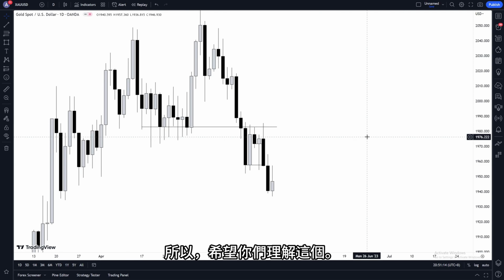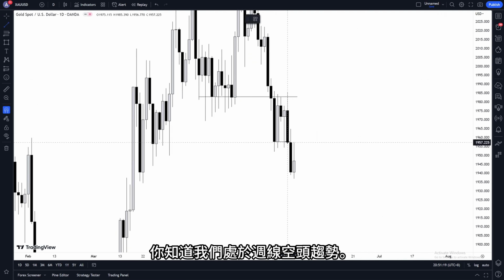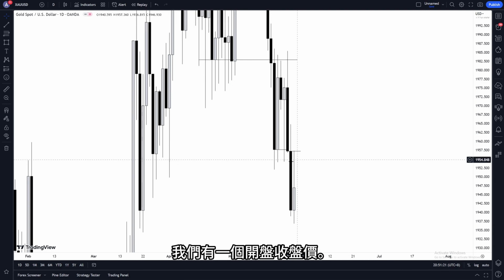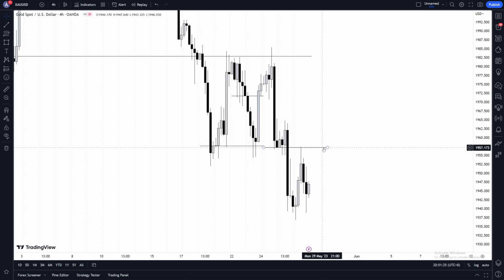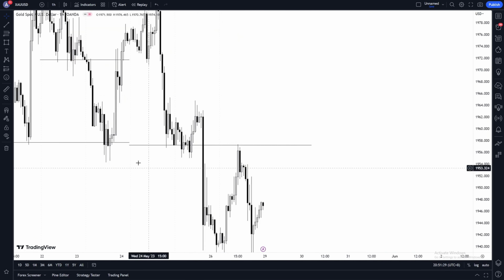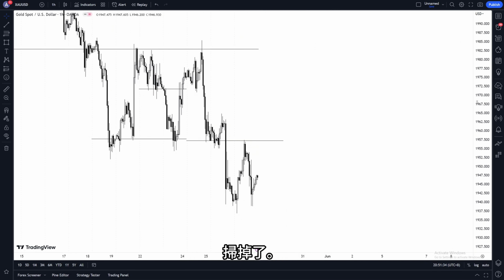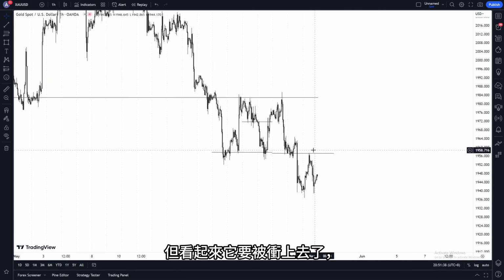Okay? So I hope you guys understood this. I hope you guys took this into account. And you know, we're in a weekly bearish. This one, I didn't really take this. We have an open close, right? I didn't take this trade at all. But anyway, we had this and that. I didn't take this trade. It wasn't clean to me, and I think it's probably going to get run out soon. It looks like it's going to get blasted up soon.